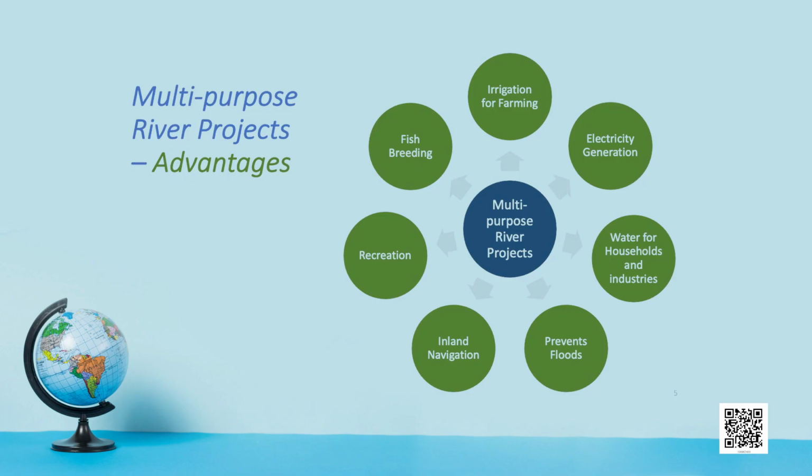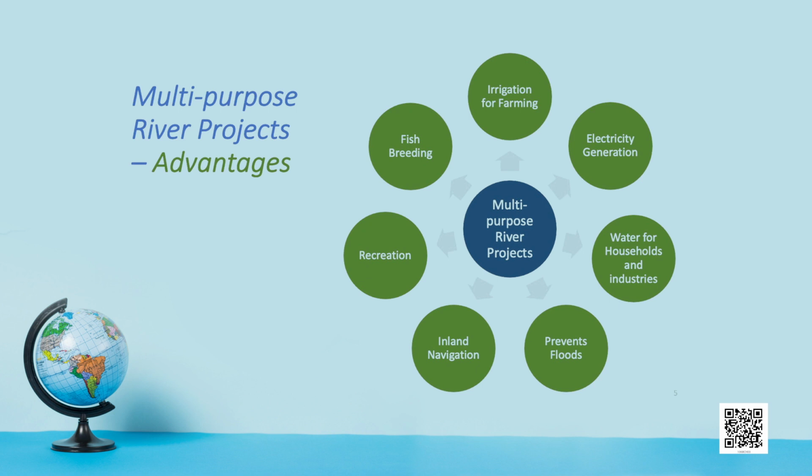Dear students, now let's discuss the advantages of multi-purpose river projects. Number 1, providing water for irrigation for farming. 2, electricity generation. 3, supply of water for domestic and industrial uses. 4, flood control. 5, inland navigation. 6, recreation, and 7, fish breeding.